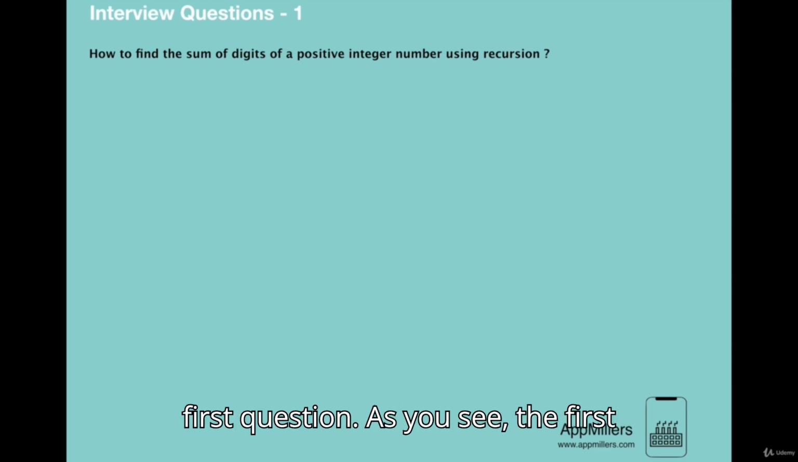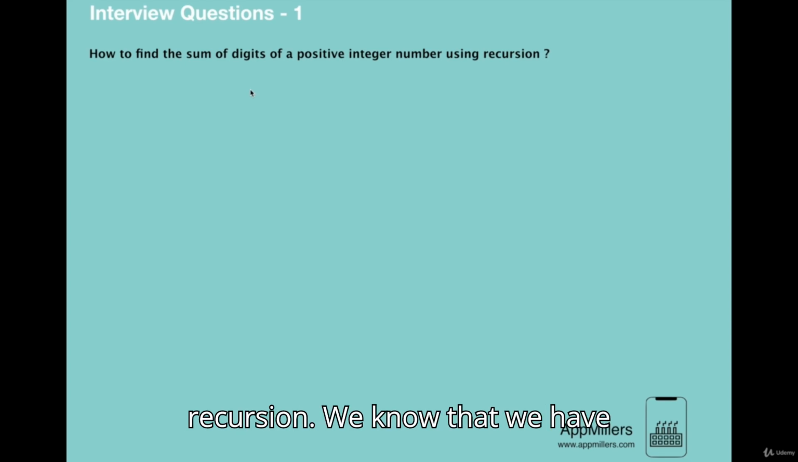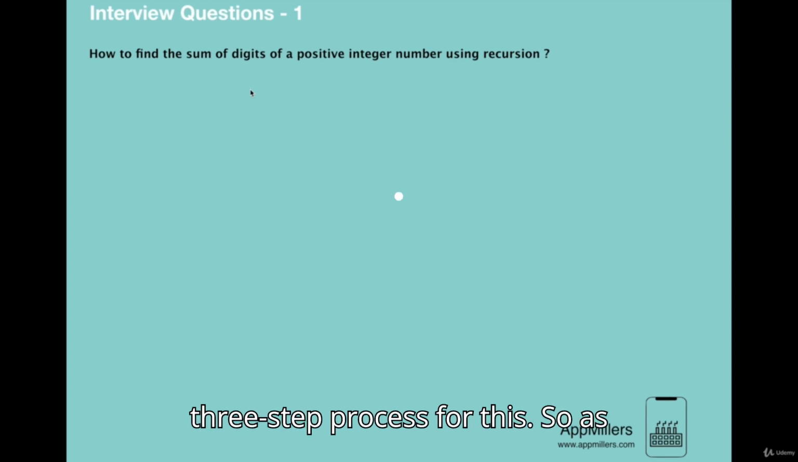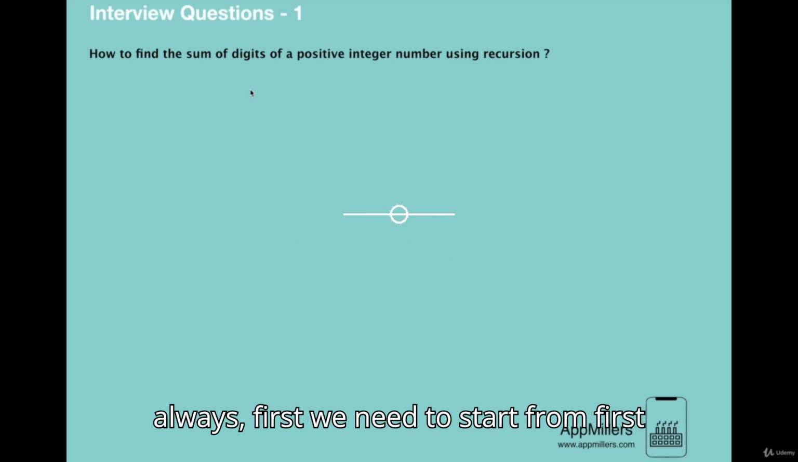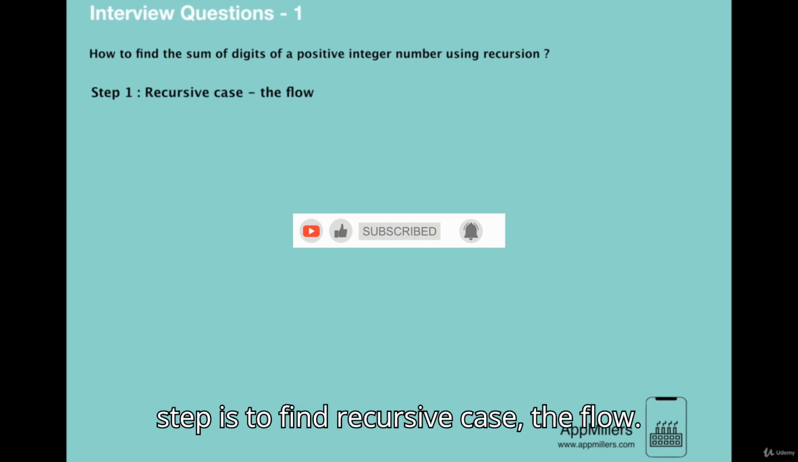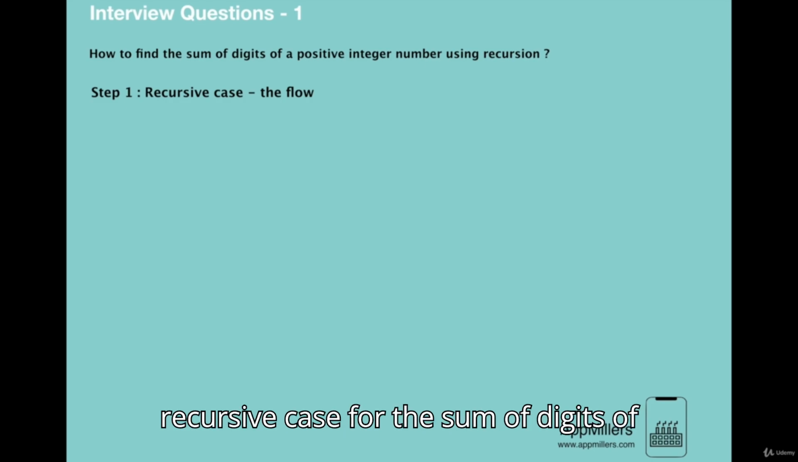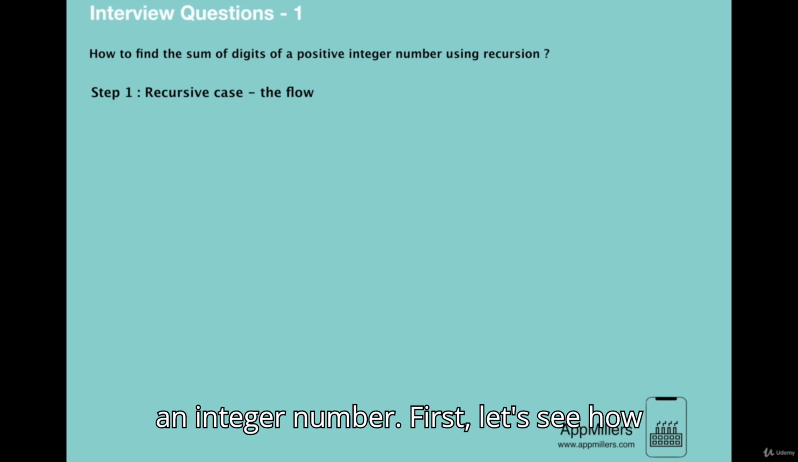Now let's continue to the first question. As you see, the first question is how to find the sum of digits of a positive integer number using recursion. We know that we have a three-step process for this. So as always, we start from the first step. What's our first step? The first step is to find the recursive case, the flow. So the question is how to find the recursive case for the sum of digits of an integer number.